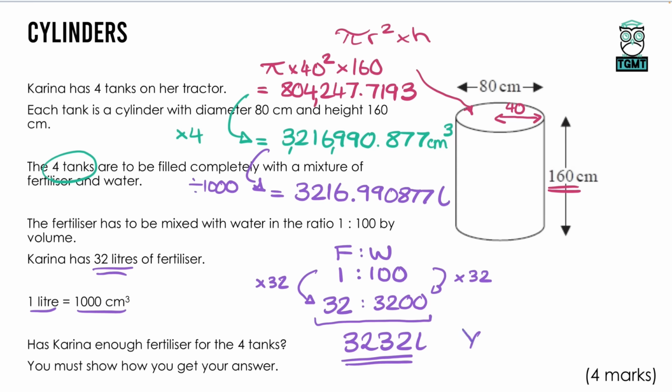So we would say yes, and you could write next to that, she will be able to fill the tanks. You can write any sort of explanation you want with it, because she has 3,232 litres and the tanks are only 3,216. So she is going to be able to fill them. And there we go. That was a functional volume question dealing with cylinders and having a little bit of ratios in there.